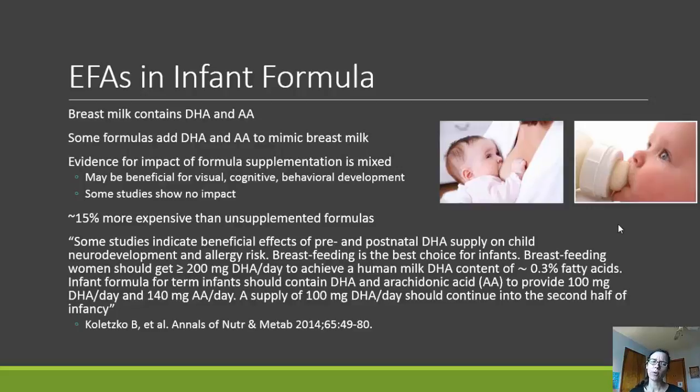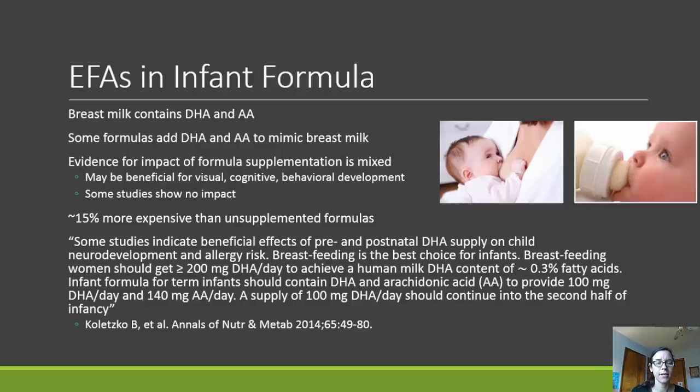So, in one way, when we're talking to clients and making recommendations, we could say that it wouldn't hurt to buy the formula with these essential fatty acids in them. However, we also need to consider that the supplemented formula can be about 15% more expensive than the unsupplemented formulas, and it may not be covered by WIC. I'm not sure exactly where regulation is now, but last I knew they weren't covered by WIC. So this is a really big consideration for people. 15% more expensive is a lot when you're feeding your baby formula day in and day out.